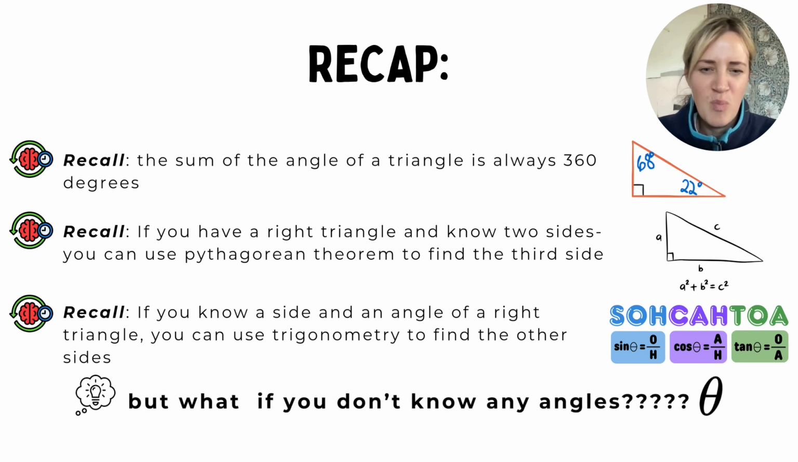But what if you don't know any angles? All these have to do with knowing at least one angle other than the 90 degree, unless you're just finding one side. If you don't know any angles and you only have one side or another side, how do you find the angles? We're going to go through that next.